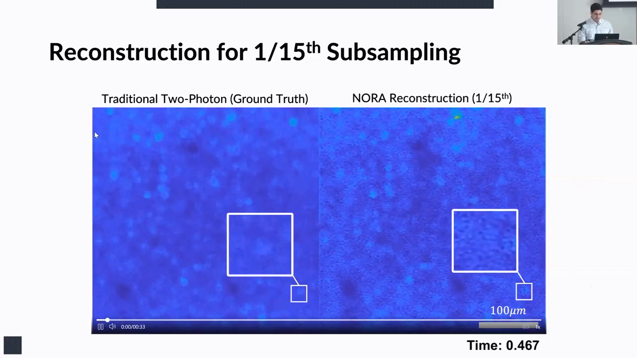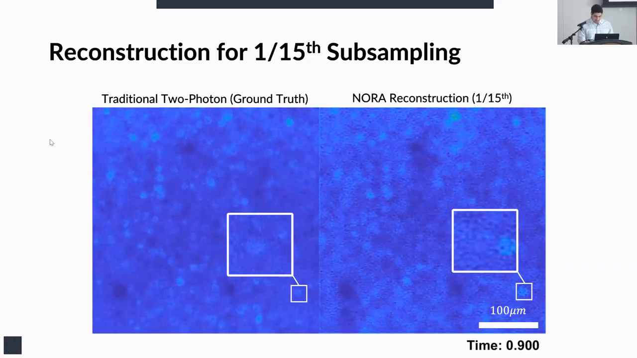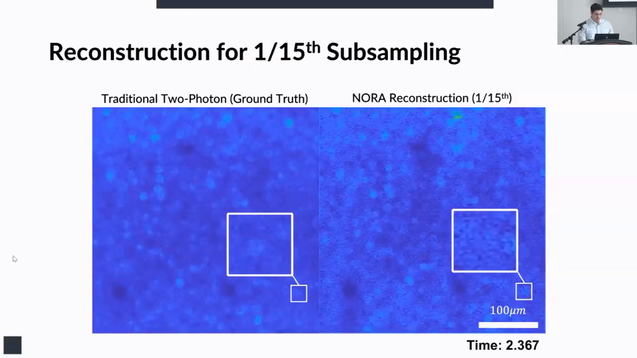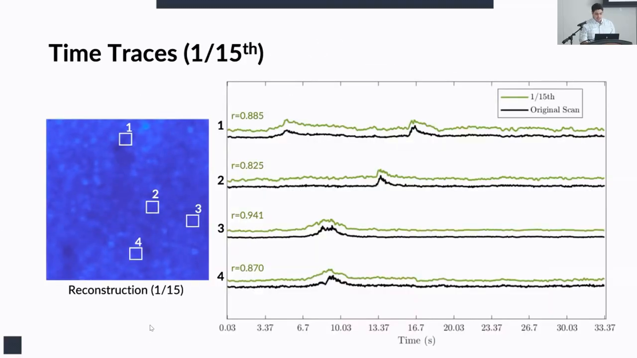We've pushed this to 1/15. Oh, this video plays a little bit better. And you can see that on both the ground truth and the reconstruction, the same cells light up at the same time. Hence we have the line plots too. The line plots also show the ground truth, and even imaging 1/15 of the number of lines, we can still recover it.